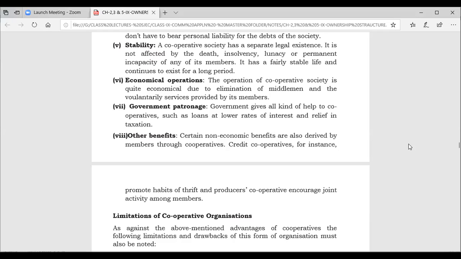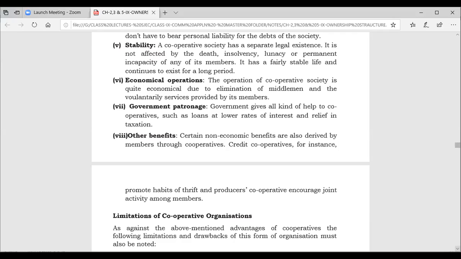That is why they always look for the source, not through the middleman. Government patronage. Sometimes government supports this type of society. Government gives all kinds of support such as loans at lower rates of interest and other relief to this type of society.